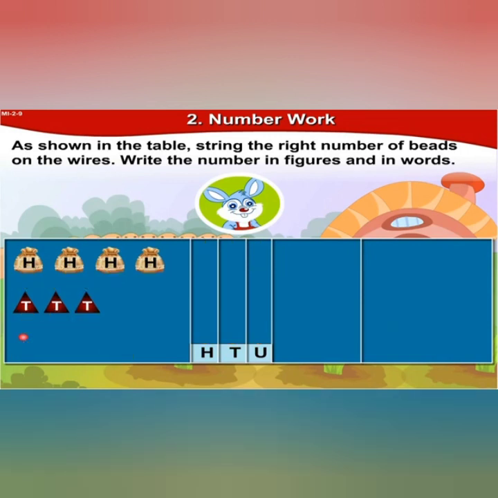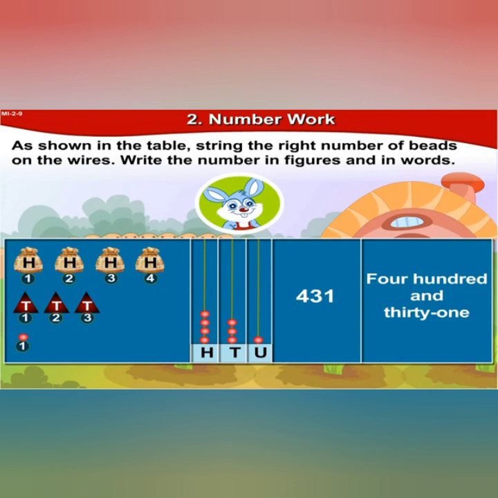Let us see the next picture. We'll begin with counting of hundreds. 1, 2, 3, 4. Now, 4 hundreds. How many tens? 1, 2, 3. 3 tens and 1 extra bead. Which means at the wire of hundreds, there are 4 beads. At the wire of tens, 3 beads. And at the wire of units, 1 bead. So, it is 400, 3 tens and 1 unit, which means in figure, it is 431, and in words, it is 431.